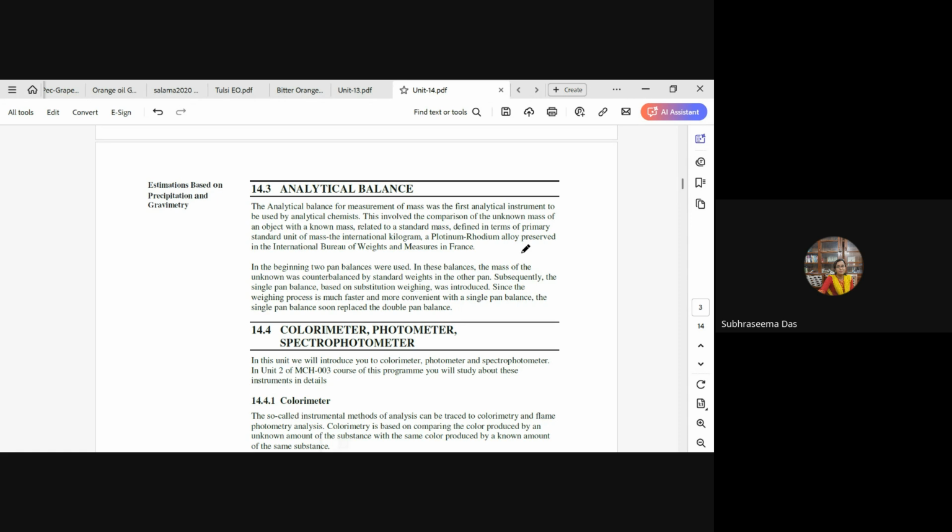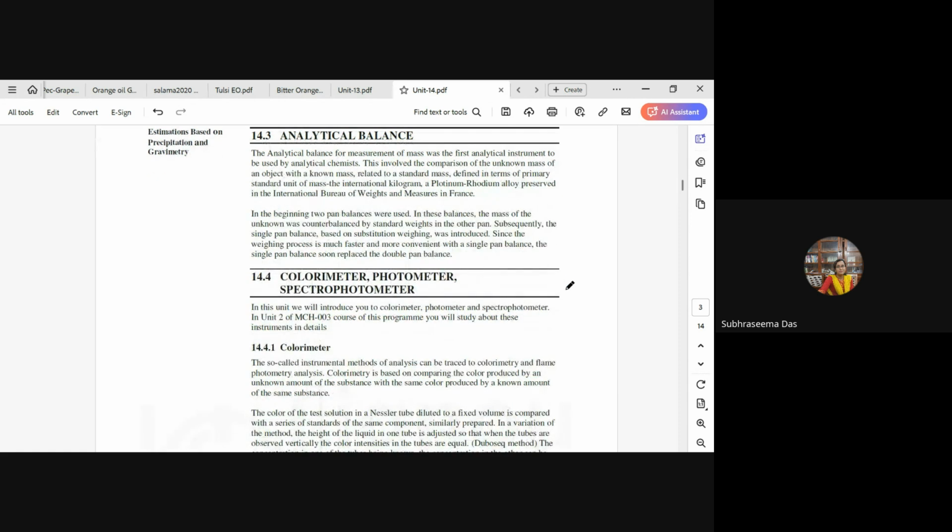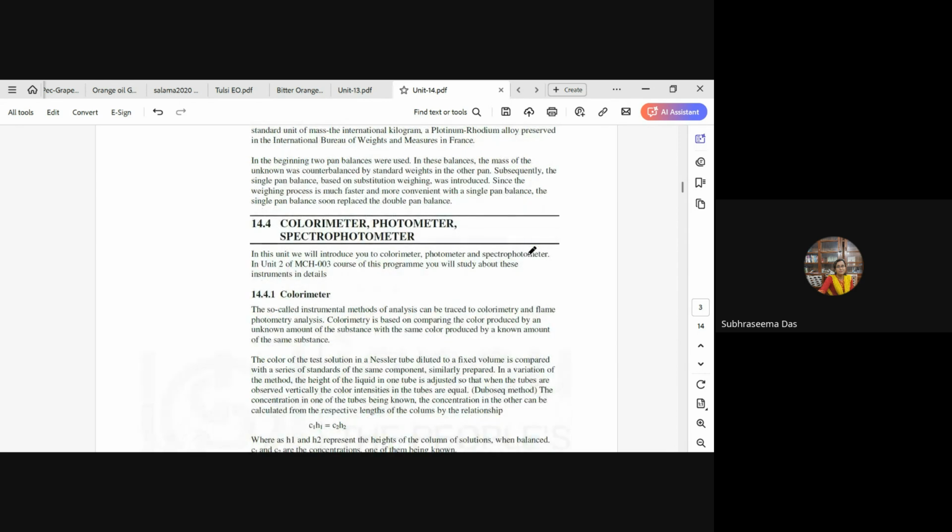So in the beginning, two-pan balances were used. In this balance, the mass of the unknown was counterbalanced by the standard weights. And then we know this weighing process in a double pan balance or a single pan balance.